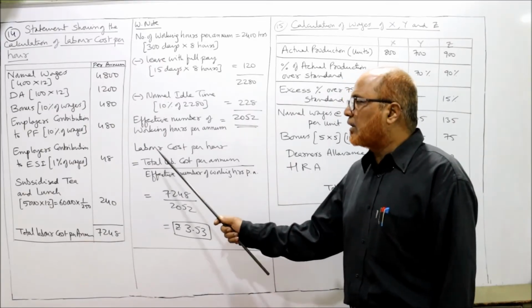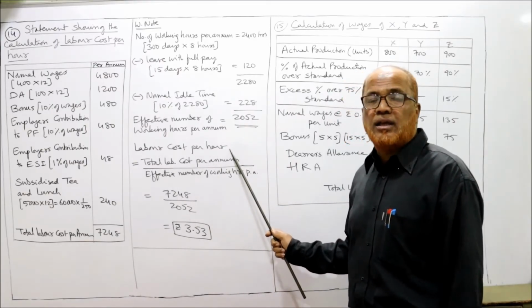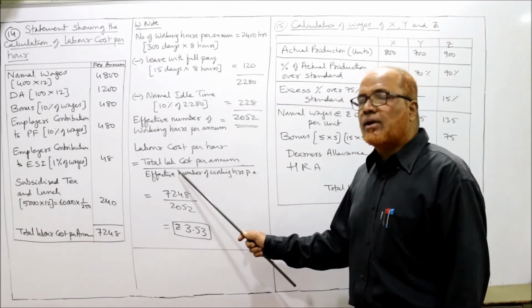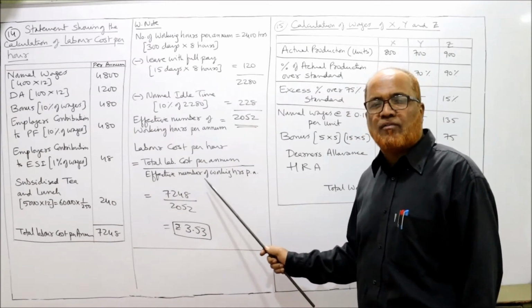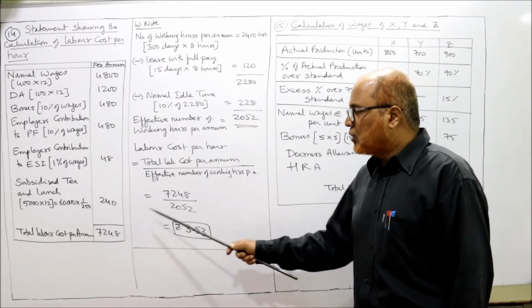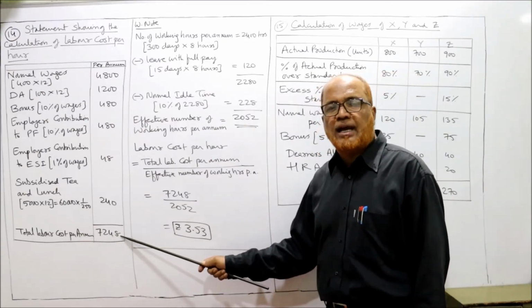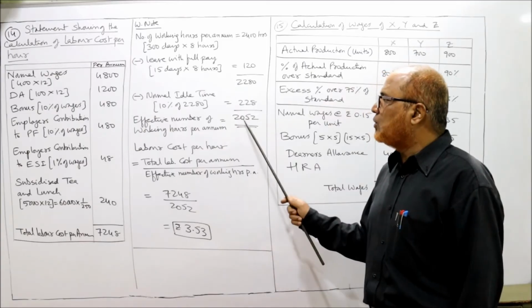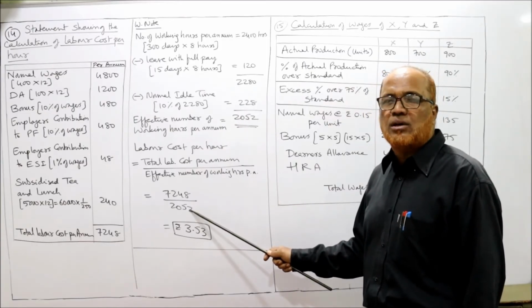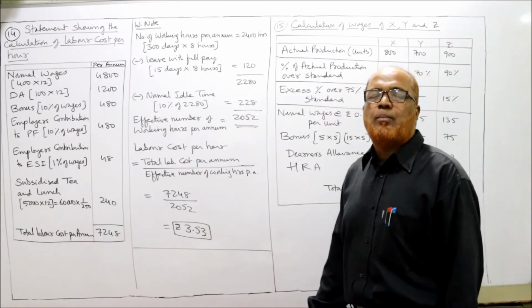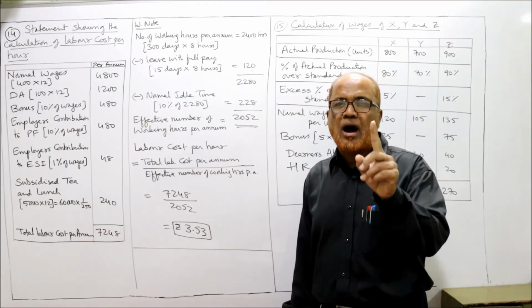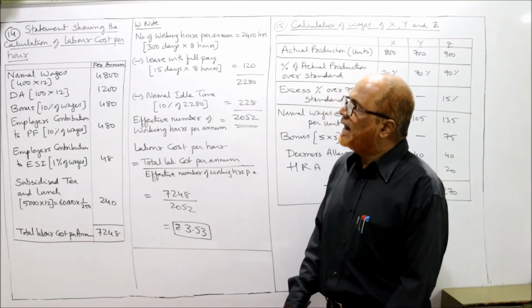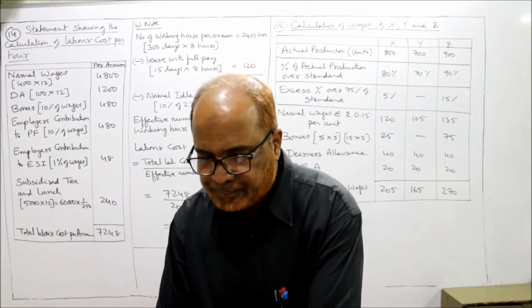Now ultimately we have to calculate what is the labor cost per hour. How much will it be for one hour? So labor cost per hour is total labor cost per annum divided by effective number of working hours per annum. So 7,248 rupees divided by 2,052 hours will get per hour 3.53. This is the labor cost per hour. That's all. This is the end of problem number 14.